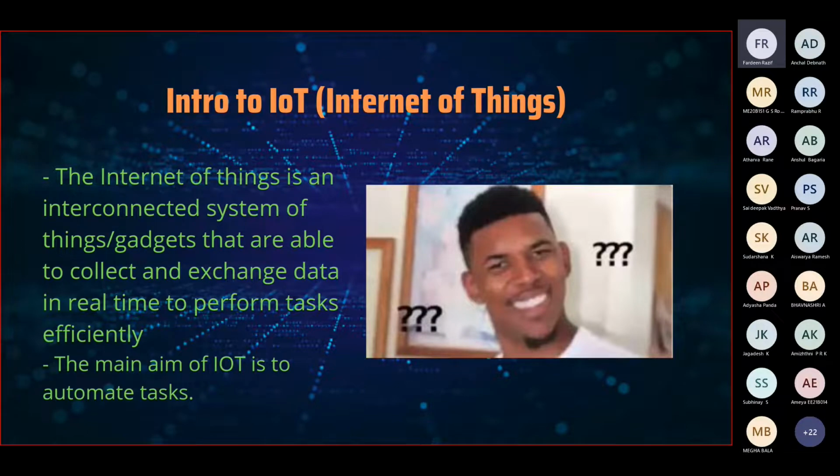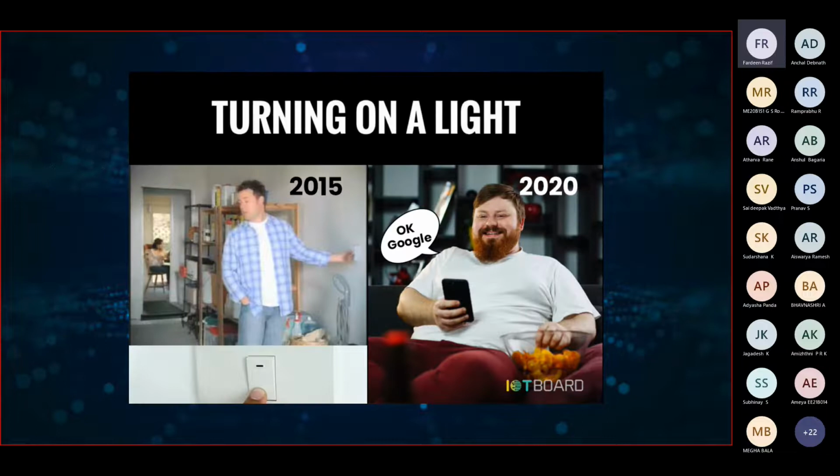Moving on, this is what I told earlier. This meme is a really good way to demonstrate what IoT does. If you don't have IoT and you want to turn on a light, you'll have to go to the switchboard and turn on the light. But if you have a smart home, you can do that same task just sitting on your chair. The effort required to do stuff is very minimal. This is the main advantage of IoT. I hope this is clear for you guys.